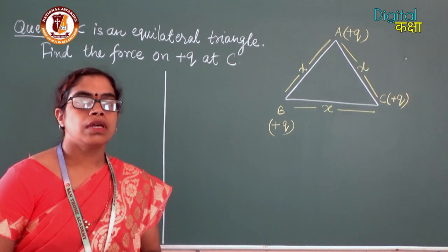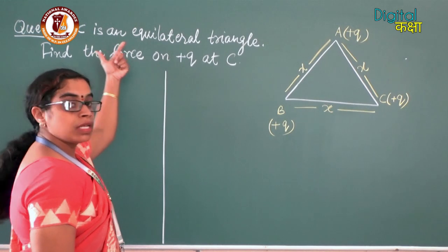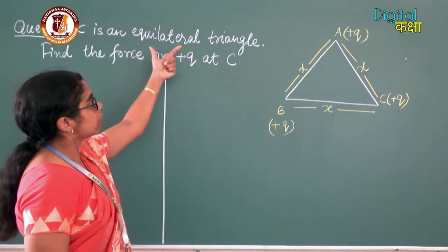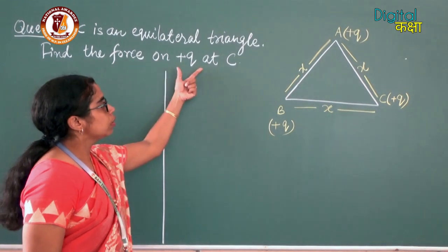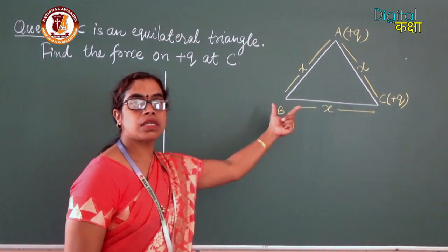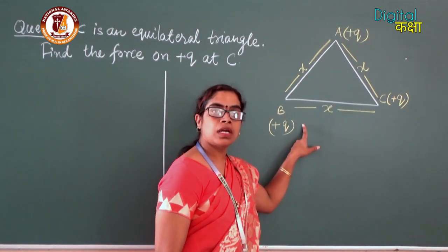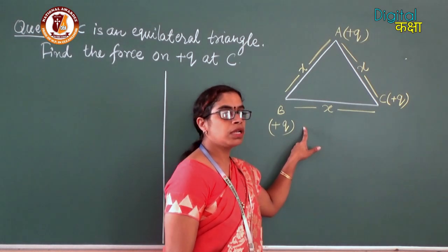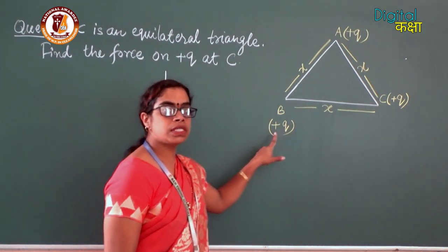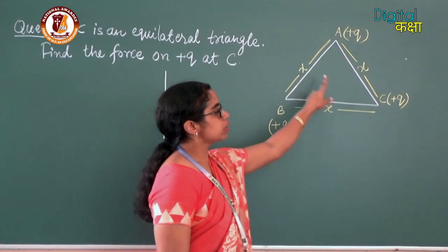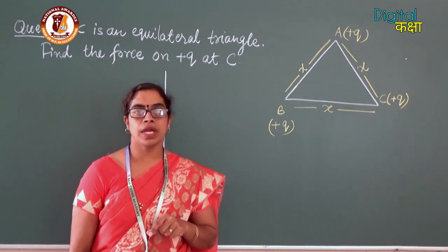Now, students, let us solve a question. Let us read the question. Triangle ABC is an equilateral triangle. Find the force on plus Q charge at C. In this figure, the equilateral triangle is given with all the three sides equal, represented by X. In the system of these three charges, the positive charges are kept on all the three corners of the triangle.